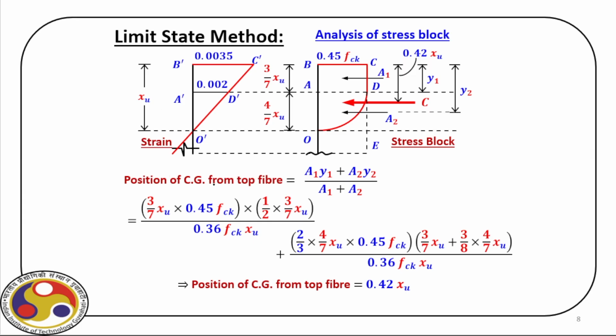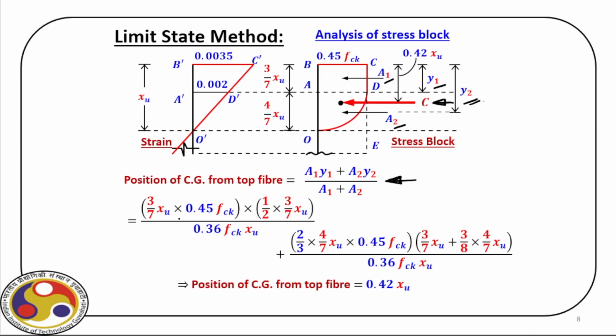So what we do for this XU, let us see. The position of CG from the top fiber, here you can see this is the compressive force, and it will act at the CG of this stress block. Now we can easily find out this CG because we have already evaluated A1, A2, and we already know Y1, and we know the location of CG of this parabolic part. Now let us complete that exercise. The position of the CG from the top fiber is A1 Y1 plus A2 Y2 divided by A1 plus A2. So that all of us are familiar with.